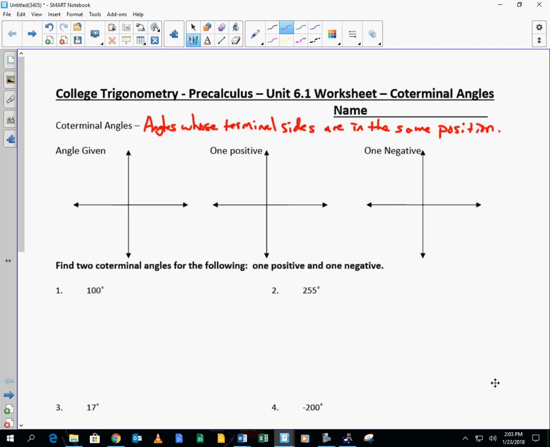We're going to do a couple of your problems together, and this is the second part of our learning, coterminal angles. So if you take any given angle, we'll say 110 degrees, okay? Everybody good with 110? Angles whose terminal sides are in the same position.